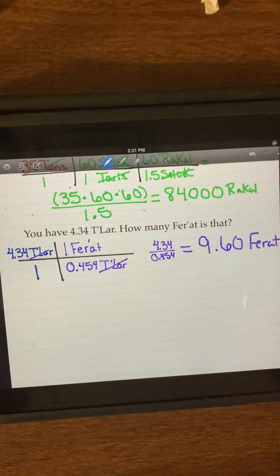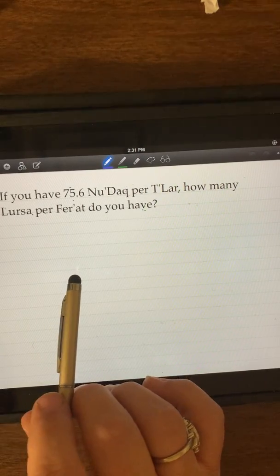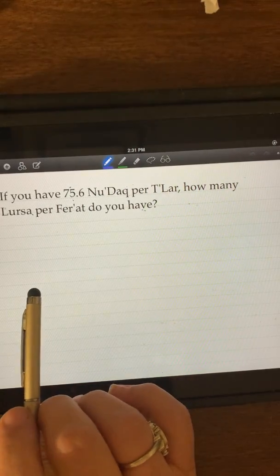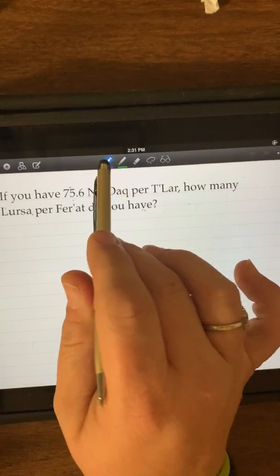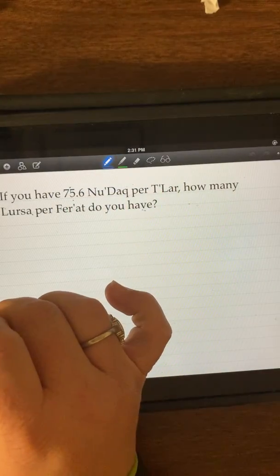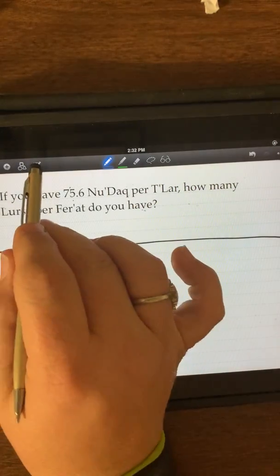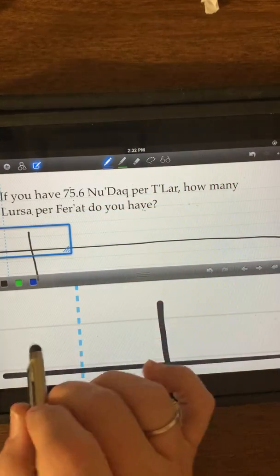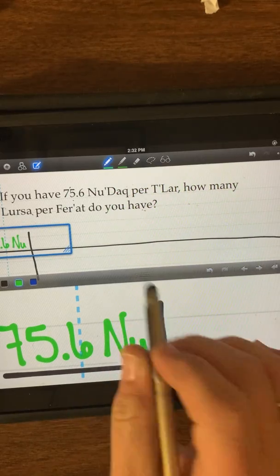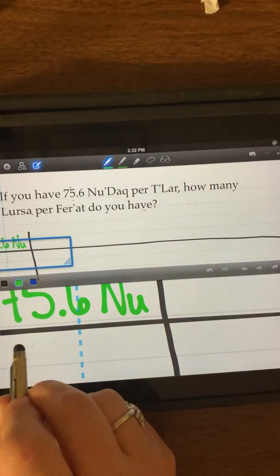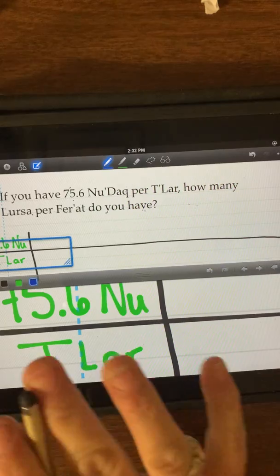So now let's do something a little more challenging. If you have 75.6 nudak per talar, how many lursa per ferat do you have? It's the same process. So we're going to start by putting in our railroads. And I'm going to start with what I'm given. So I'm going to start with my 75.6. I'm going to abbreviate nudak per talar. Do one at a time.